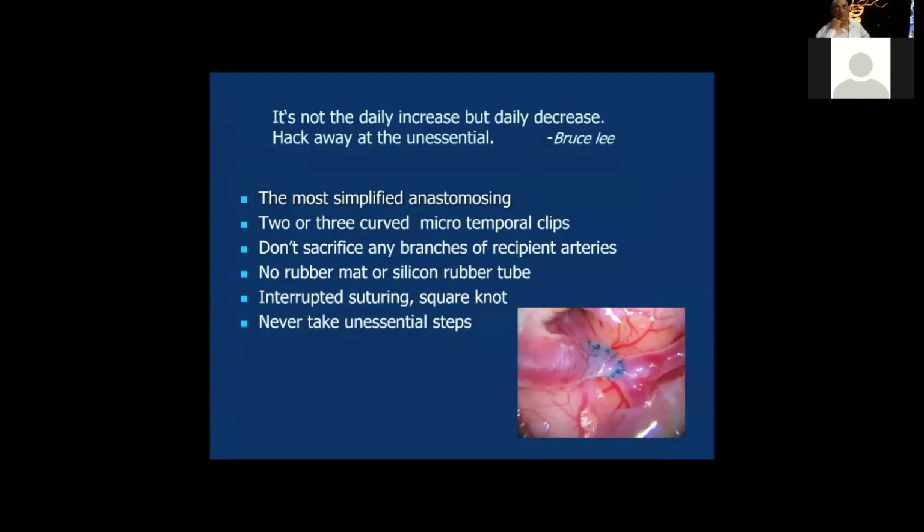So the bypass anastomosis is the most simplified anastomosis. I only use 2 or 3 curved mini temporal clips. You don't need to sacrifice any branch of the recipient arteries, and I never use additional alien materials. Interrupted suturing and square knots are enough.